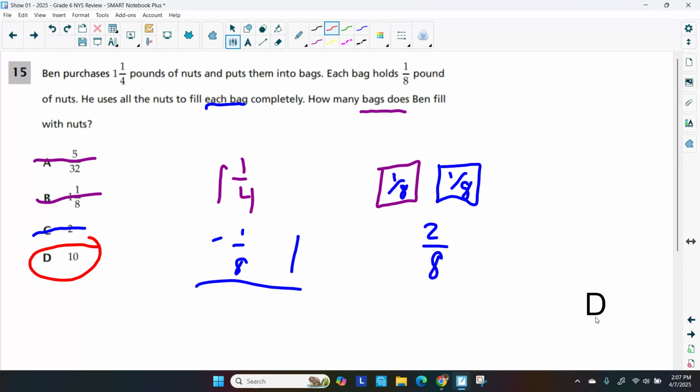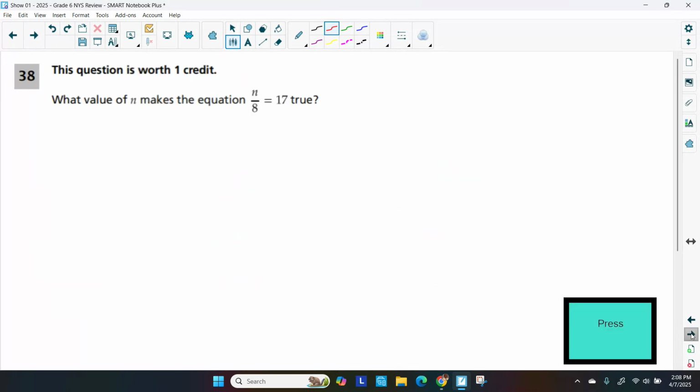So sometimes you can use a little math sense or math common sense to weed out the answers that are obviously incorrect and save yourself time. All right, let's keep going. This question is worth 1 credit.